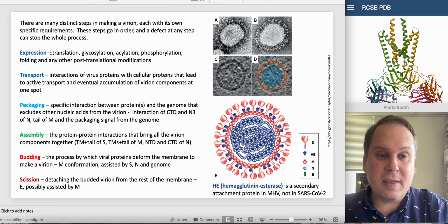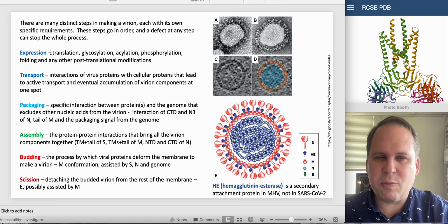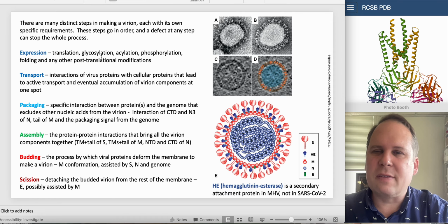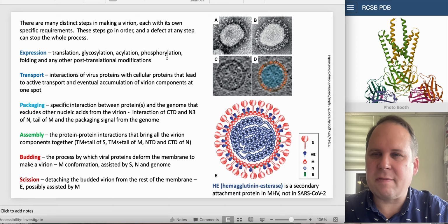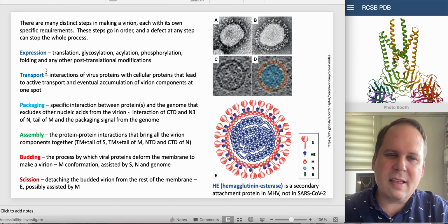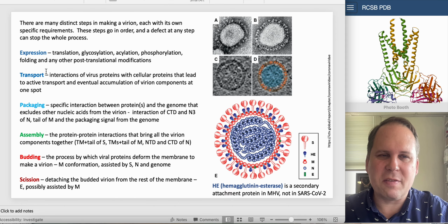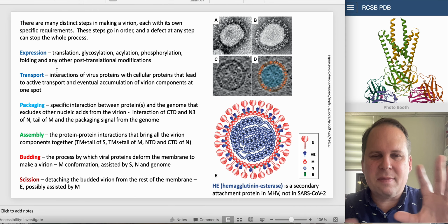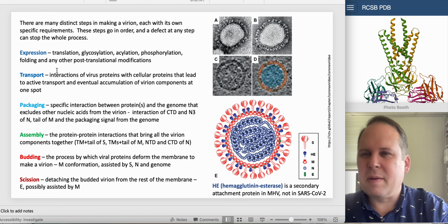Then there's all of this processing that's going to happen. A lot of it happens while it's being translated or just after it's translated. So things like glycosylation, acylation with fatty acids, phosphorylation, and folding, refolding, any other post-translational modifications. So that is making the protein and making it ready to be able to do its job.